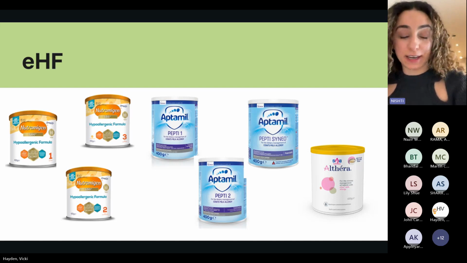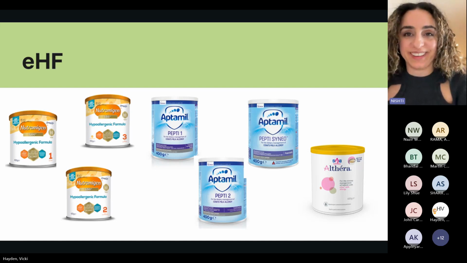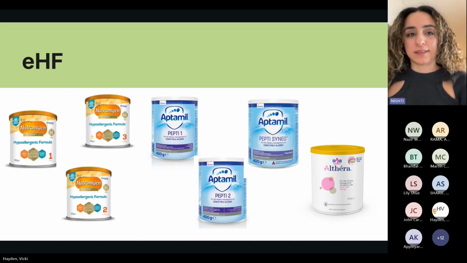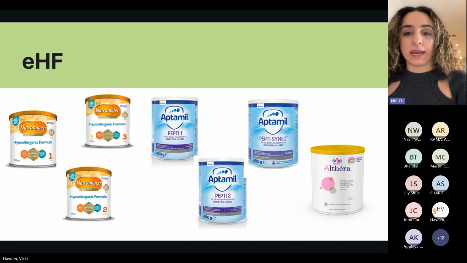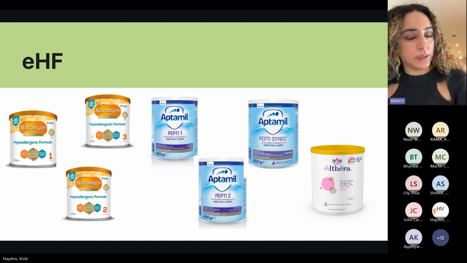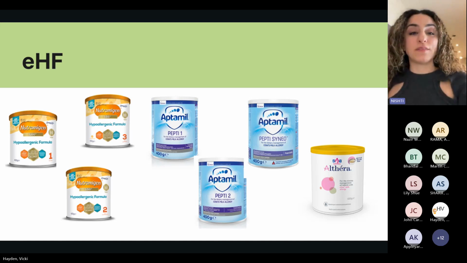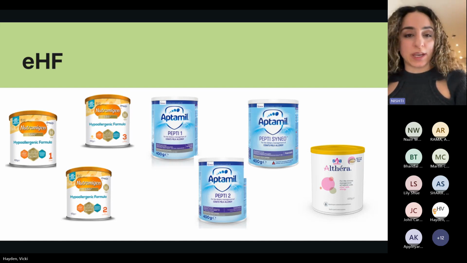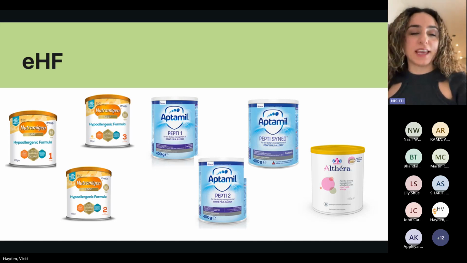And this is very standard, we see this in our practice. The only problem is they taste much better. So Nutramigen doesn't taste very good, and Aptimil Pepti and Althera taste really good. And that's because of the lactose. So if you have an older child, let's say 4 months, who has been diagnosed with suspected non-IgE and has loose stools, they may not take to Nutramigen.